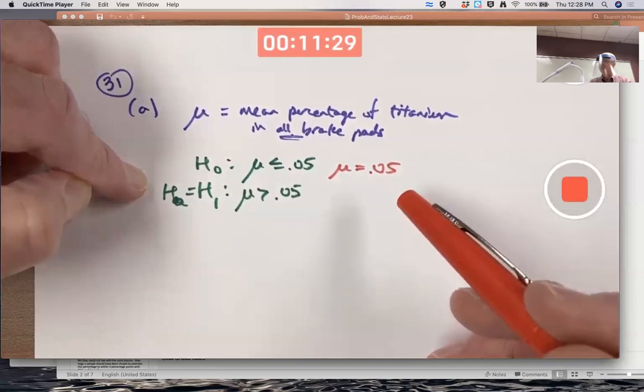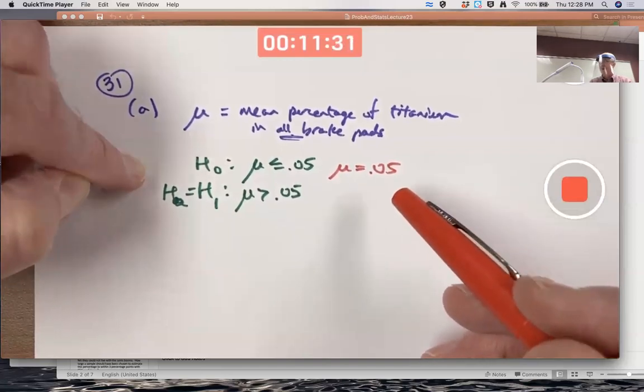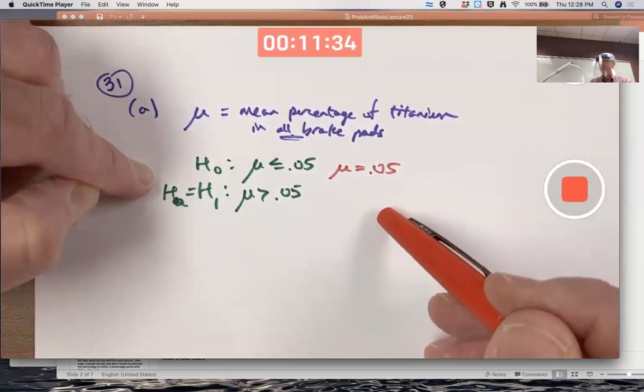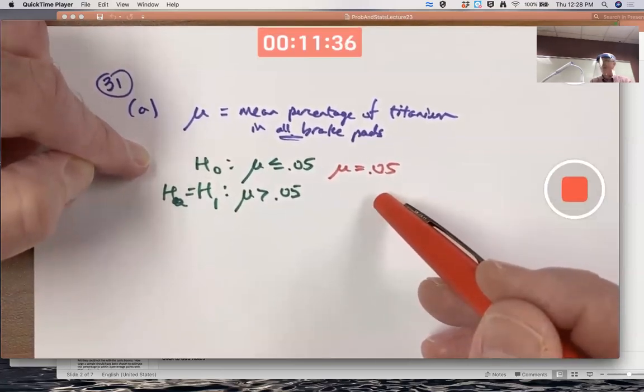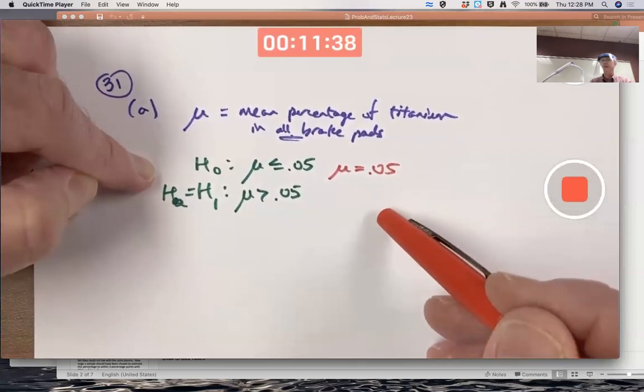P-value is a probability, but it's a different probability. Nobody can figure out the probability that the null is true or false. If somebody tells you they can, they're wrong. They're lying or they're misinformed. Okay?